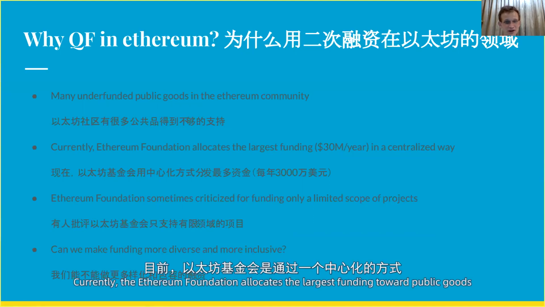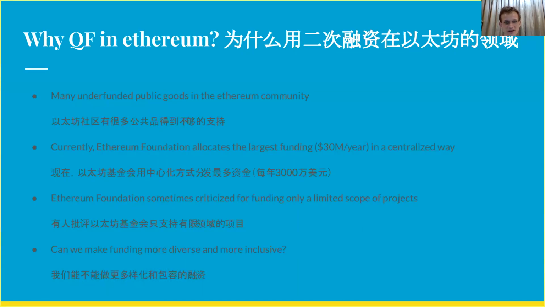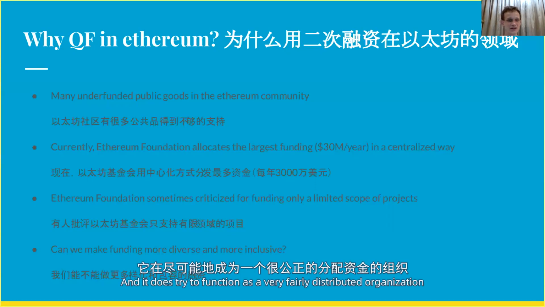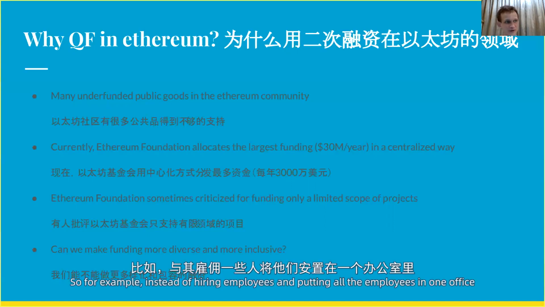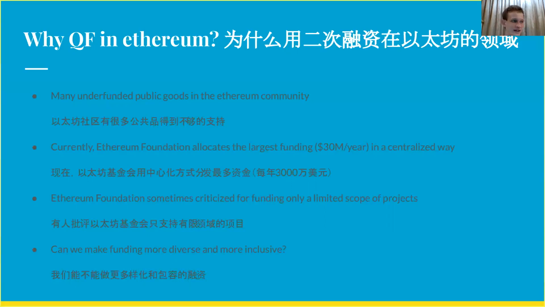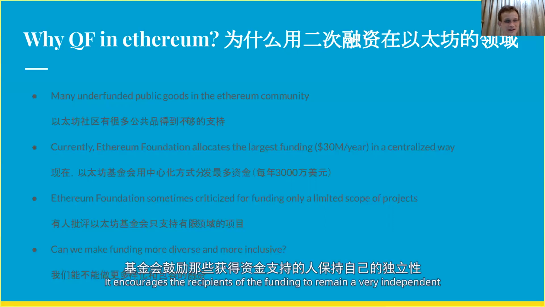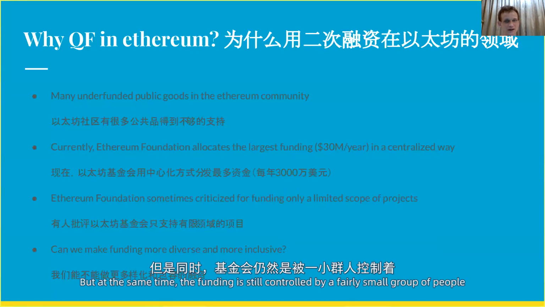Currently, the Ethereum Foundation allocates the largest amount of funding toward public goods in a fairly centralized way, right? The Ethereum Foundation's annual budget is about $30 million, and it does try to function as a fairly distributed organization. So, for example, instead of hiring employees and putting all the employees in one office, it gives grants. It finds ways to cooperate with other organizations. It encourages the recipients of the funding to remain very independent, but at the same time, the funding is still controlled by a fairly small group of people.